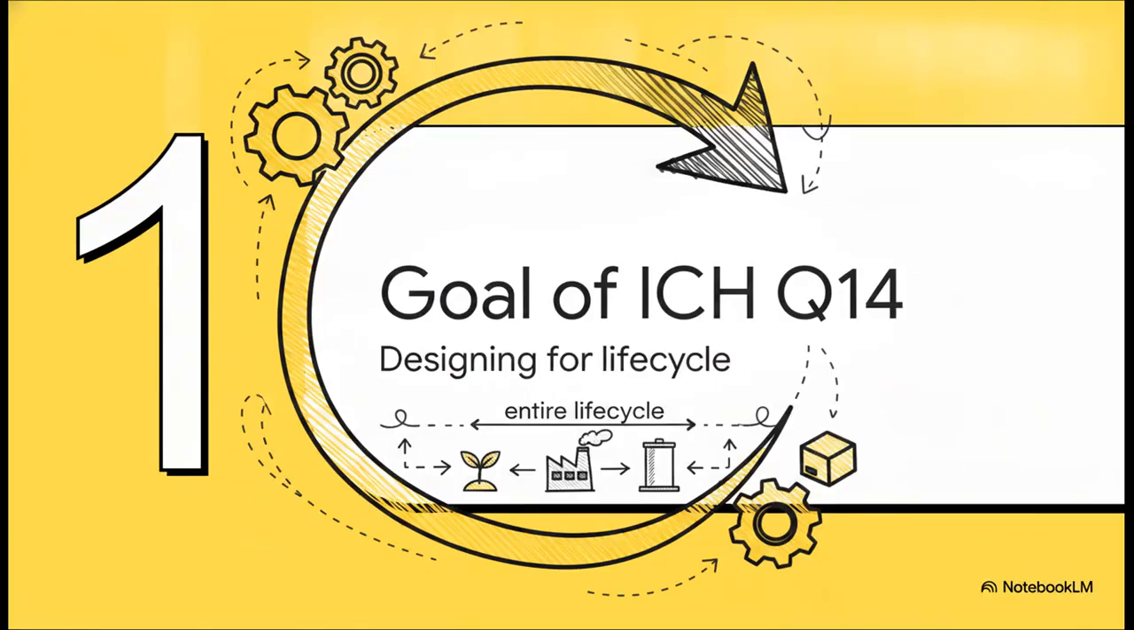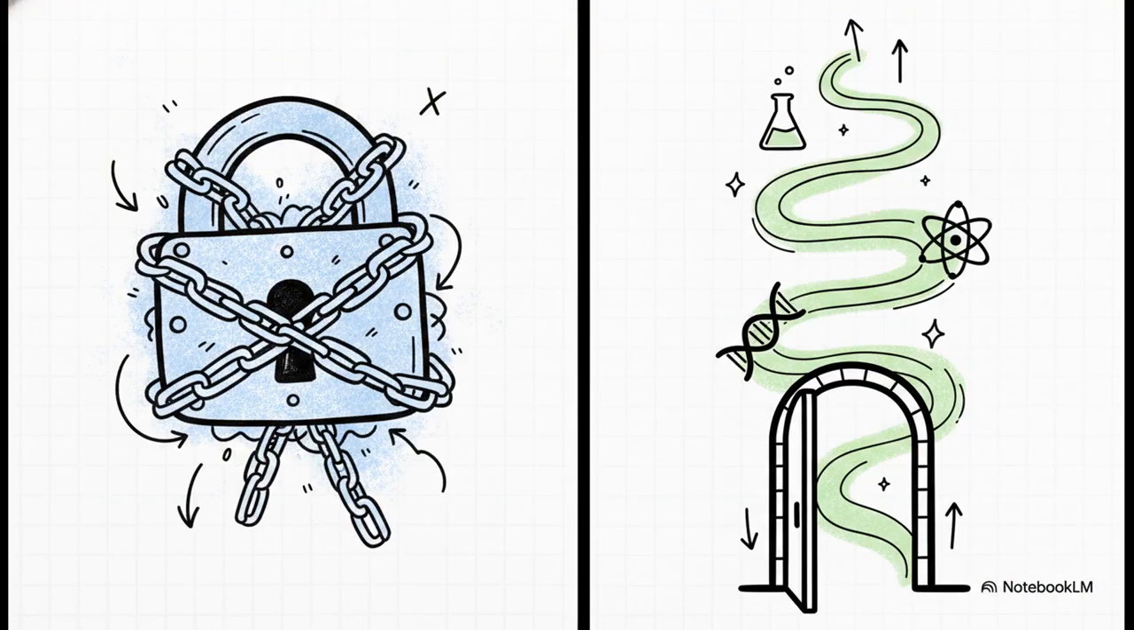Okay, Section 1. The goal of ICH Q14. Designing for the entire life cycle. Traditionally, modifying an analytical procedure post-approval has just been a massive headache. You want to upgrade a piece of equipment or maybe just tweak a method, but that looming regulatory gridlock makes you second-guess if it's even worth the effort. But Q14 introduces a really systematic, science-based escape route from all that.